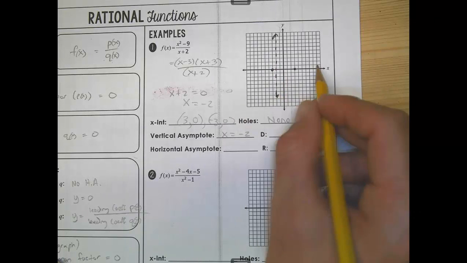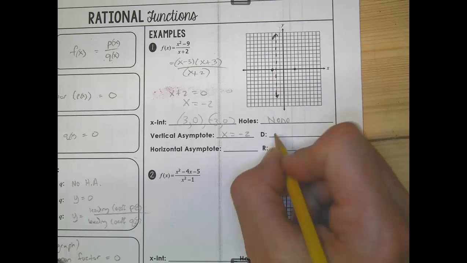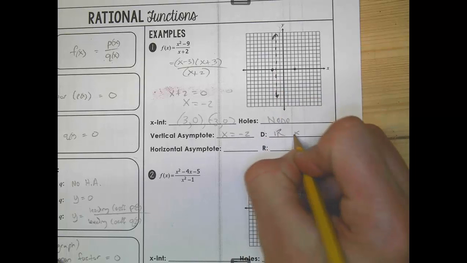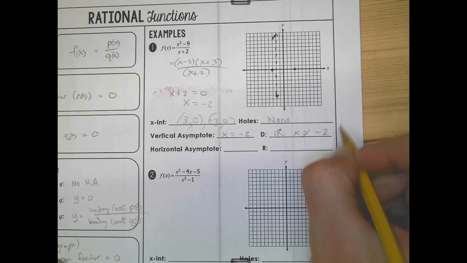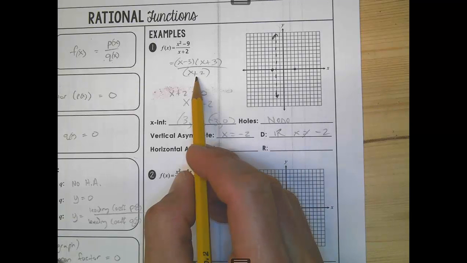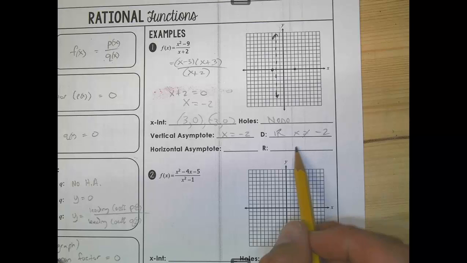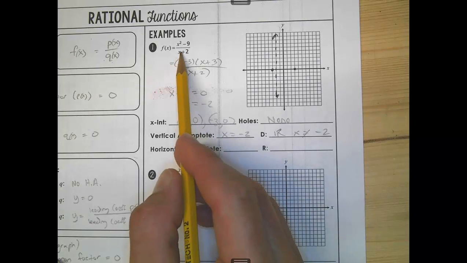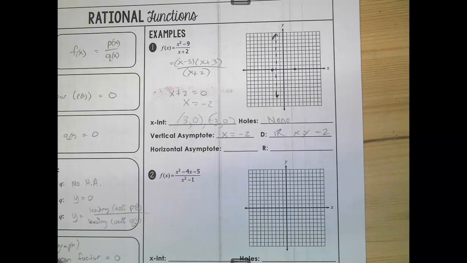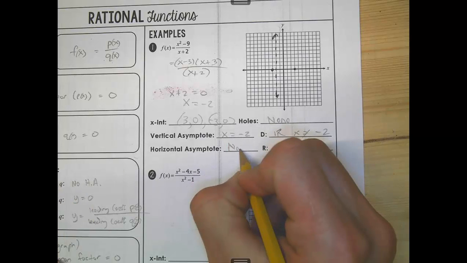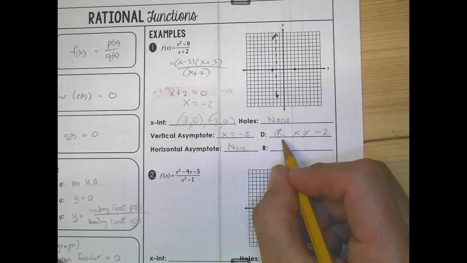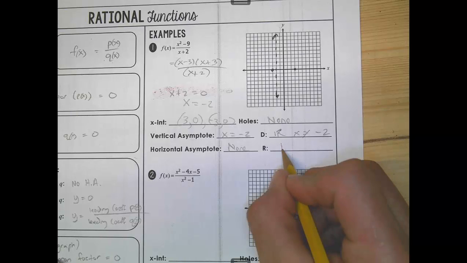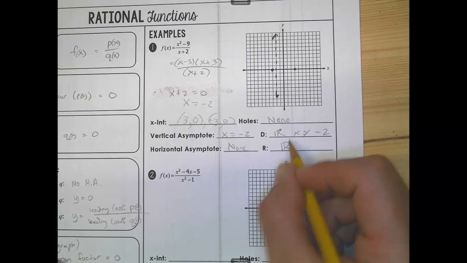All right. The domain, now it's all real numbers except for this vertical asymptote. So I'm going to say all real numbers except x cannot be equal to negative 2, because that would mean we'd be dividing by 0, which doesn't make any sense in math. All right, horizontal asymptote. Now, the exponent's higher in the top than the bottom. P is higher than Q, the degree of P, meaning the exponent's higher in the top than the bottom, so there's no horizontal asymptote. And the range then is going to be all real numbers.